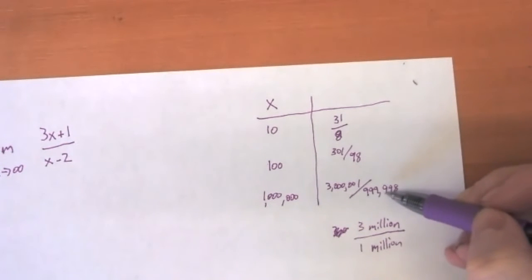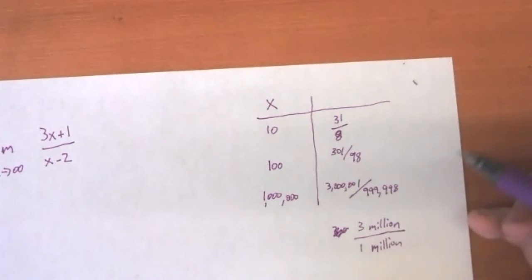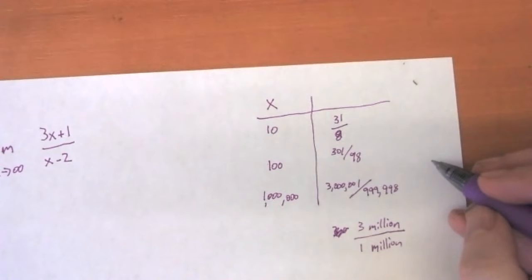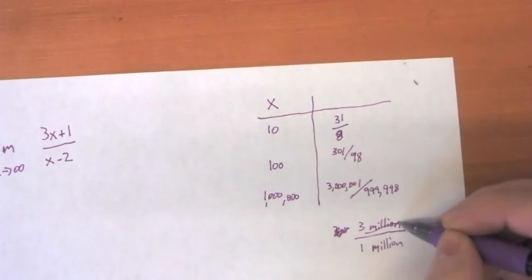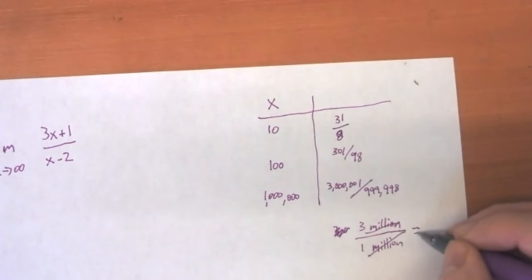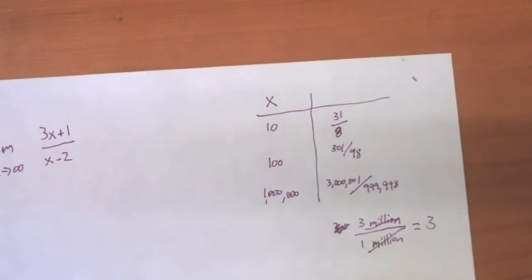All right, so this fraction is almost exactly 3,000,000 divided by 1,000,000. And what's that equal to? Well, we can just cancel out our millions, can't we? And that gives us 3.